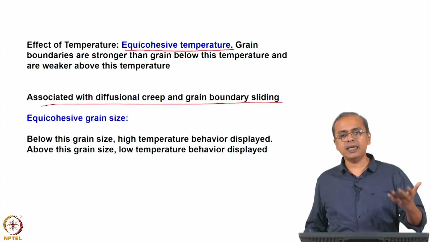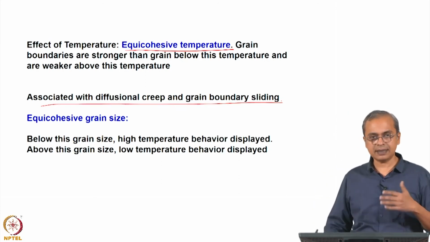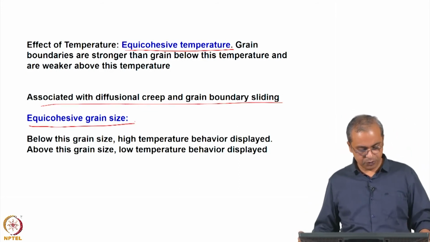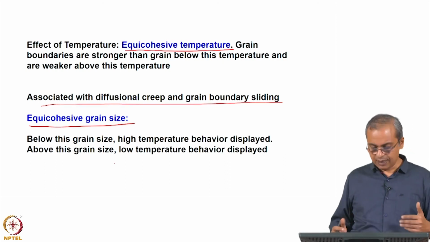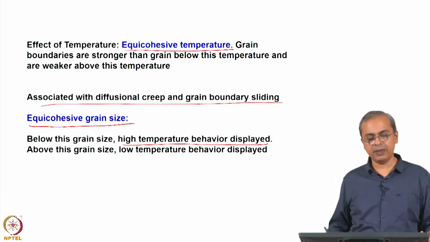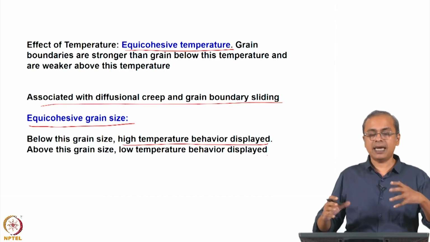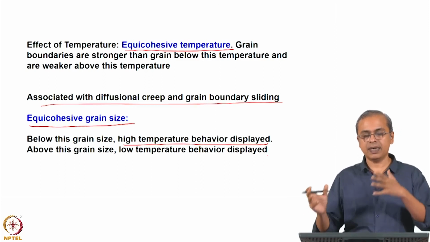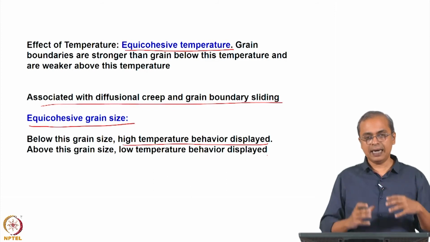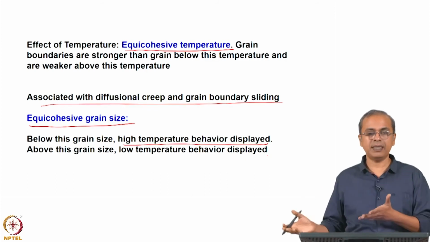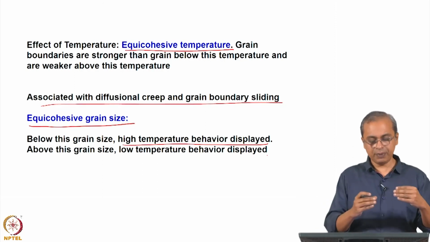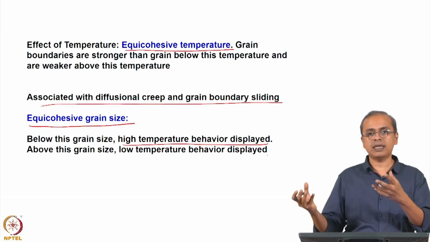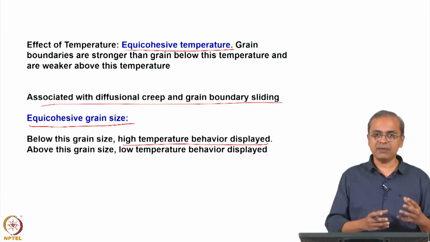Similarly, the original work on this area suggests that you can even have something called an equicohesive grain size, an idea that they propose, where it basically says that below this grain size high temperature behavior is displayed, which means below this grain size the material acts as though it is sitting at high temperature, which means creep is high, which means the grain boundary is weaker than the grain. So, at high temperature the grain boundary is weaker than the grain, and so having a large number of grain boundaries makes the material weaker, but this is now happening simply because the grain size is very small. At very small grain size it is showing behavior as though it is at high temperature. At large grain size it is showing behavior as though it is at low temperature.